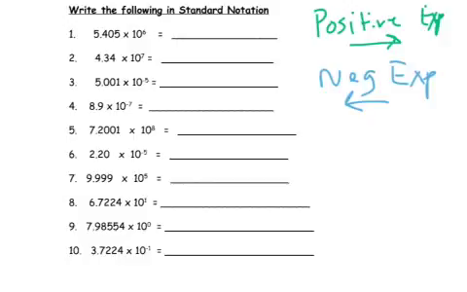So for this first one, I do have a positive exponent. I need to move it to the right 6 times because of my exponent of 6. So starting at your decimal point, move to the right 6 times. So I have 1, 2, 3, 4, 5, 6. So my answer would be 5405 with your 3 zeros, and make sure your final answer on your test, you include your commas. So this would be 5,405,000.